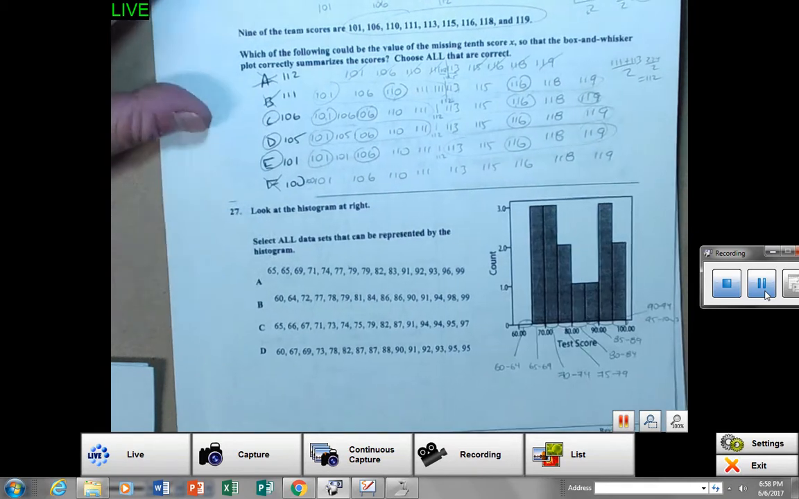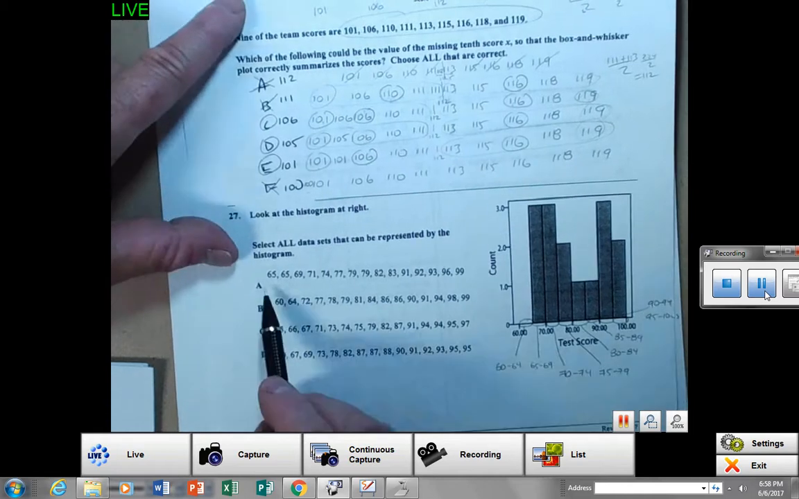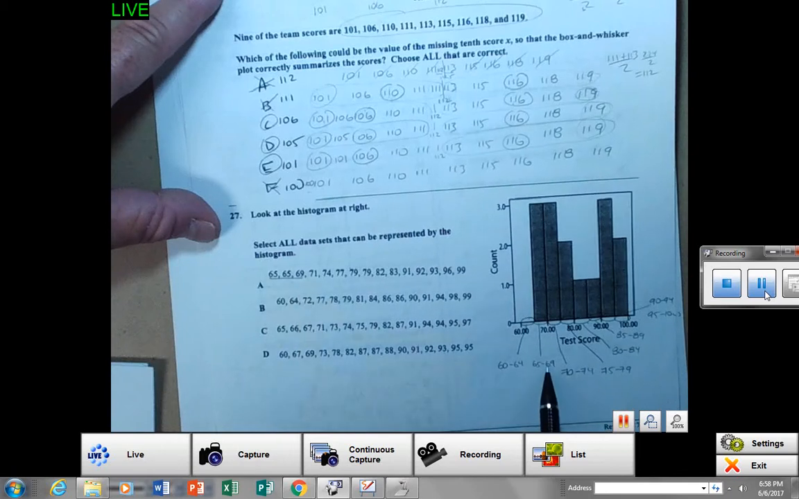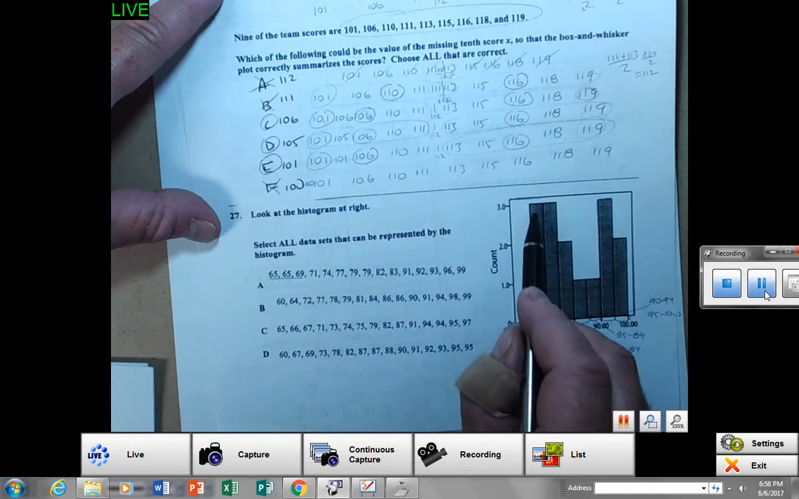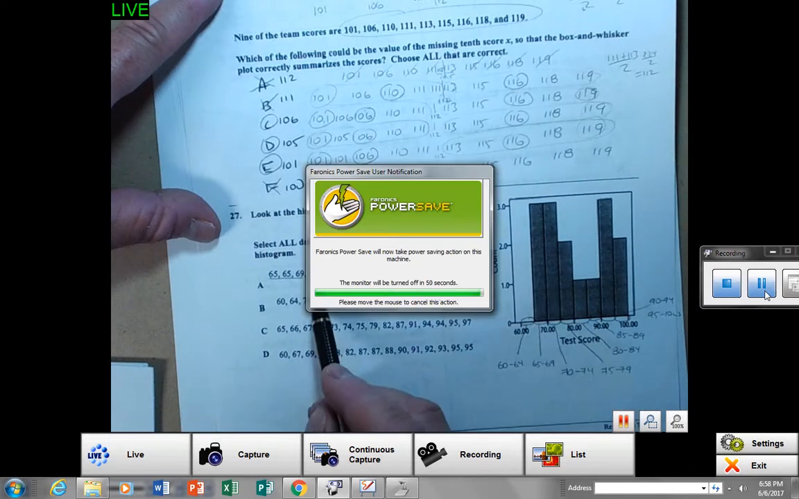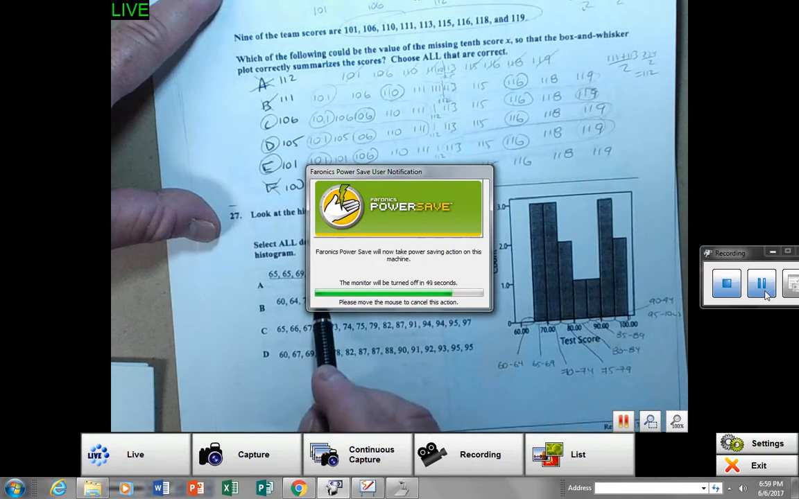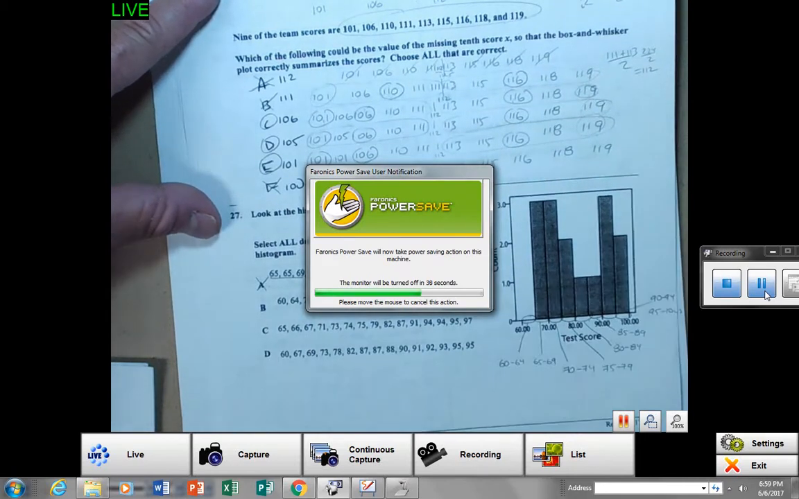So looking at this data, finding the one that matches. Looking at A, I have 65, 65, 69. Those are numbers in this range. I got 3 of them, so my histogram correctly goes up to 3 to show me there's 3 of those in that range. If I go to 71 and 74, that's in this range right here, but my histogram shows me there's 3 of them. I only have 2 of them. So right there, that discrepancy shows that this data does not match this histogram. That is incorrect. If I look at my next one, sorry about that.